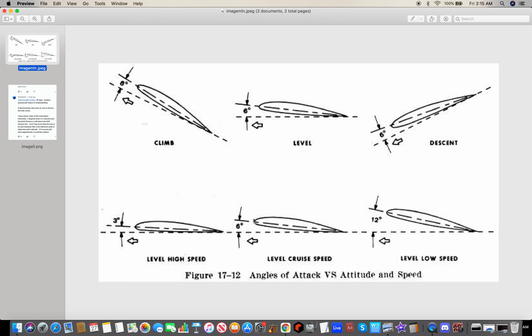Up the way, more of a positive angle up with the wings. So if they want to go in a straight line, they're going to be 6 degrees above level cruising speed, the normal speed. Then you have level high speed, right? So this is level low speed. When they're flying low, the wings are plus 12 degrees. Level cruising speed, which is normal speed, is going to be plus 6, and then you have level high speed.